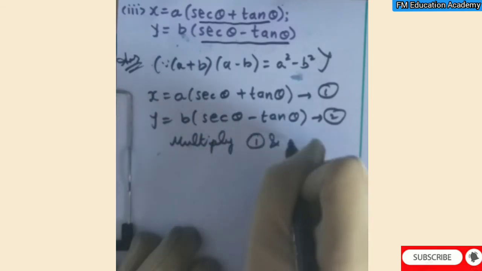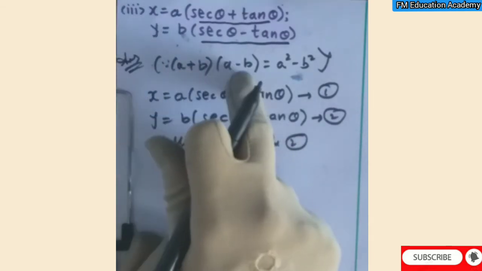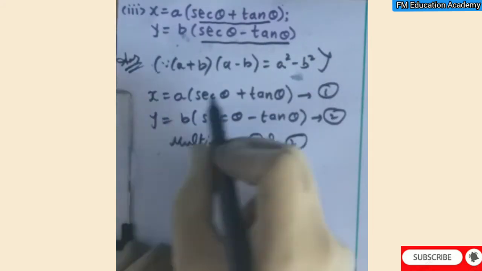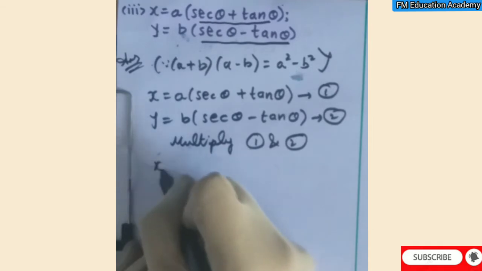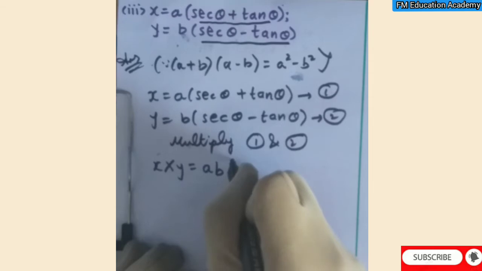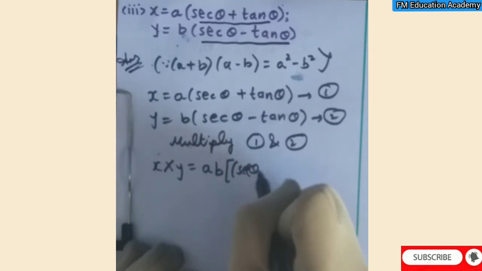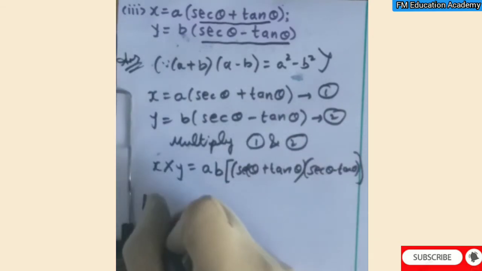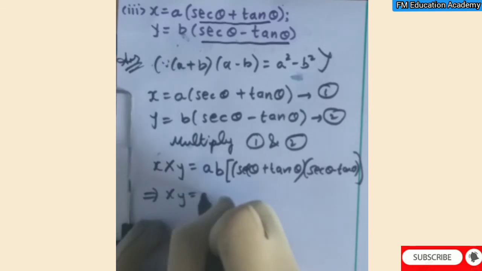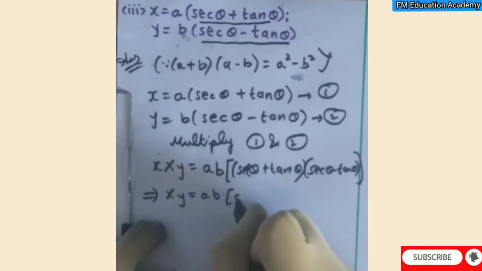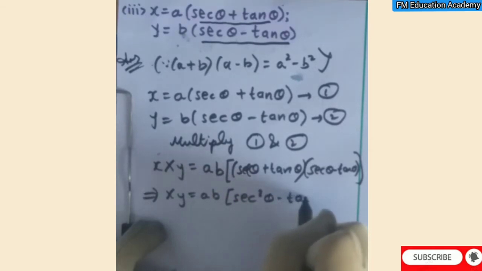Why? Because we want it in the form of a plus b into a minus b, because we want a square minus b square. So multiply on LHS as well as on RHS. On LHS we have x into y, is equal to, on RHS we have a into b, that is ab, into secant theta plus tan theta into secant theta minus tan theta. Close the bracket. So x into y, that is xy, is equal to ab. What is secant theta plus tan theta into secant theta minus tan theta? It is secant square theta minus tan square theta.